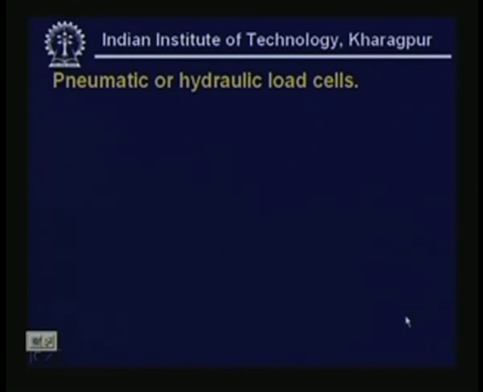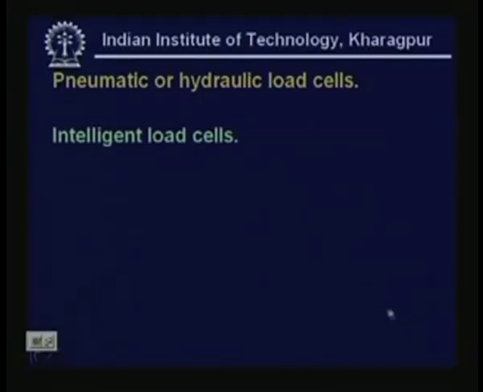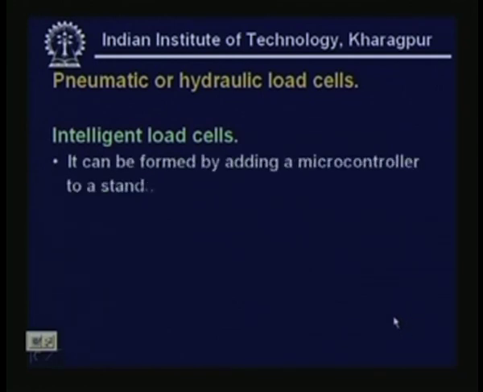Now, even though we discussed all the electrical load cells, there are pneumatic and hydraulic load cells also, even though not much in popular. There are intelligent load cells, as we call them. It looks like they can be formed by adding a microcontroller to a standard cell.